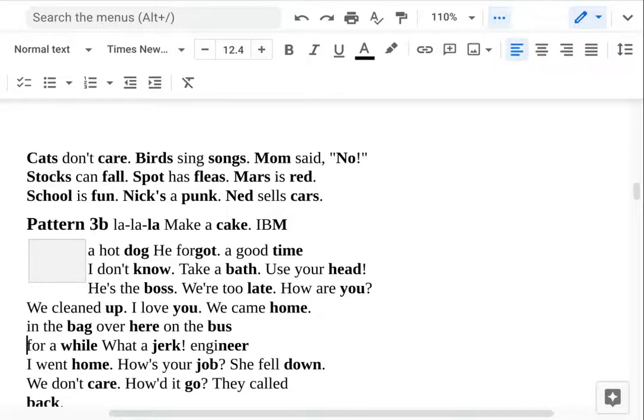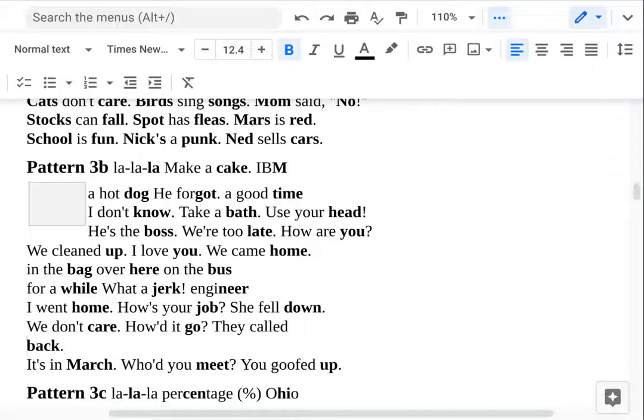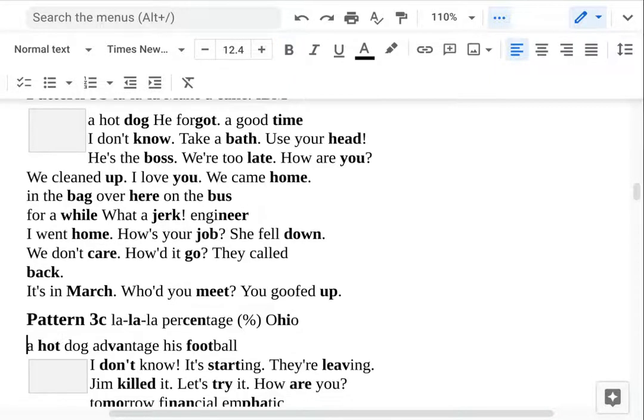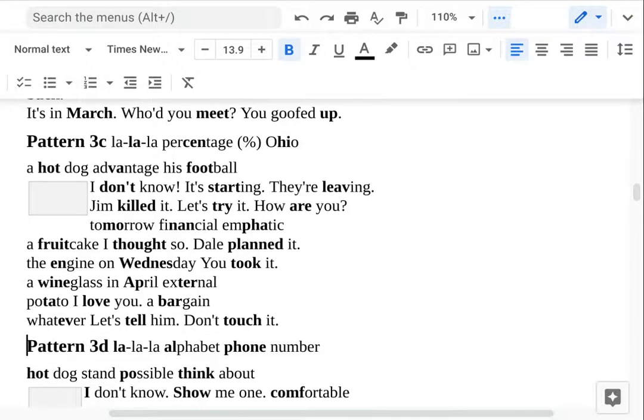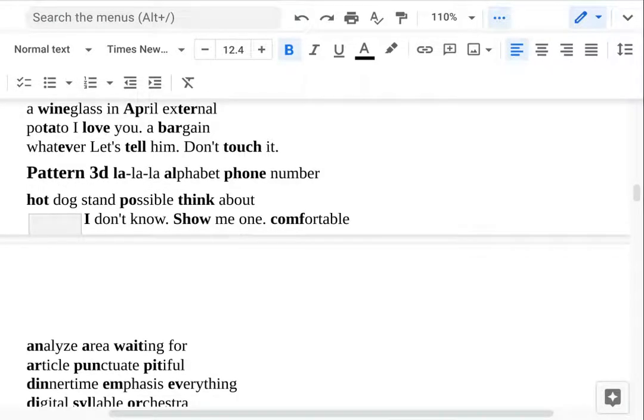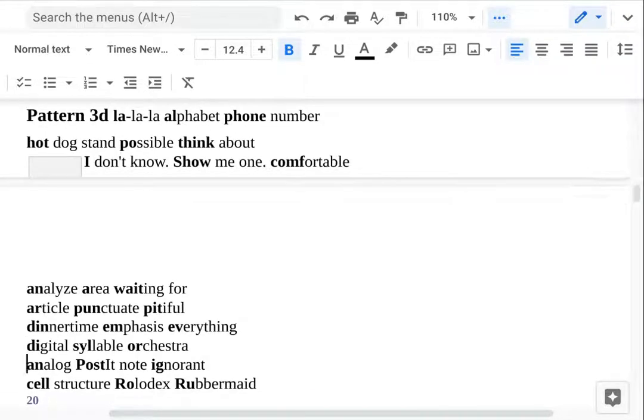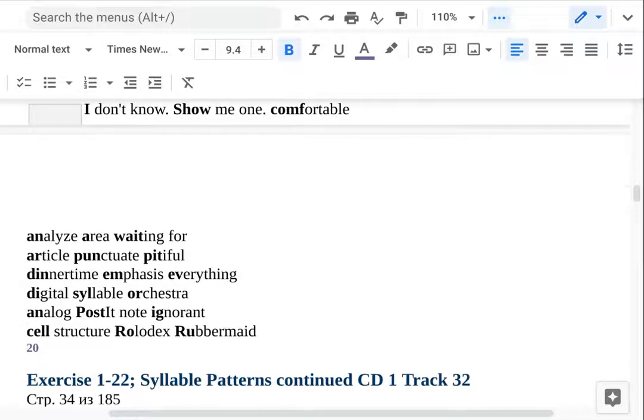A hot dog. I don't know. Jim killed it. Tomorrow. A fruit cake. The engine. A wine glass. Potato. Whatever. Hot dog stand. I don't know. Analyze. Article. Dinner time. Digital. Analog. Cell structure.